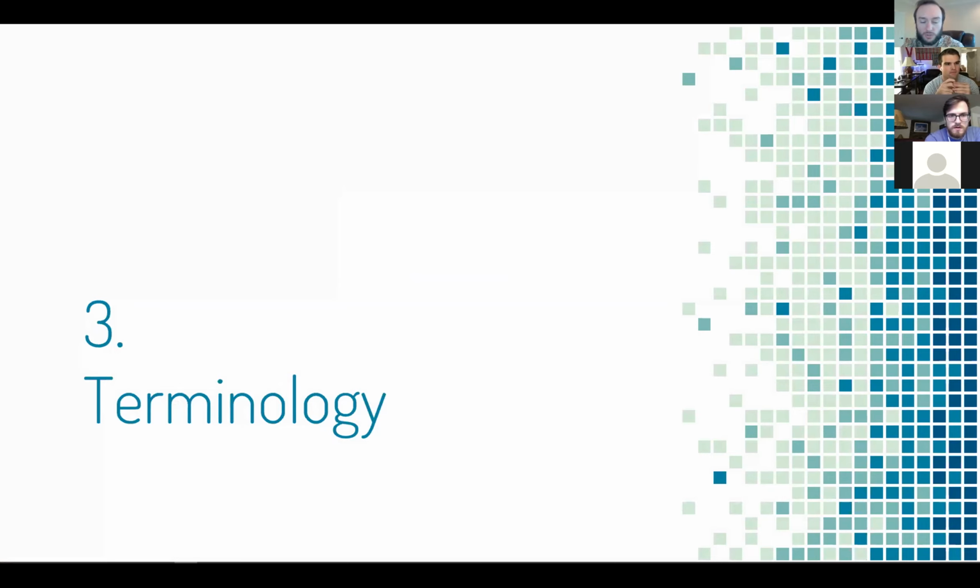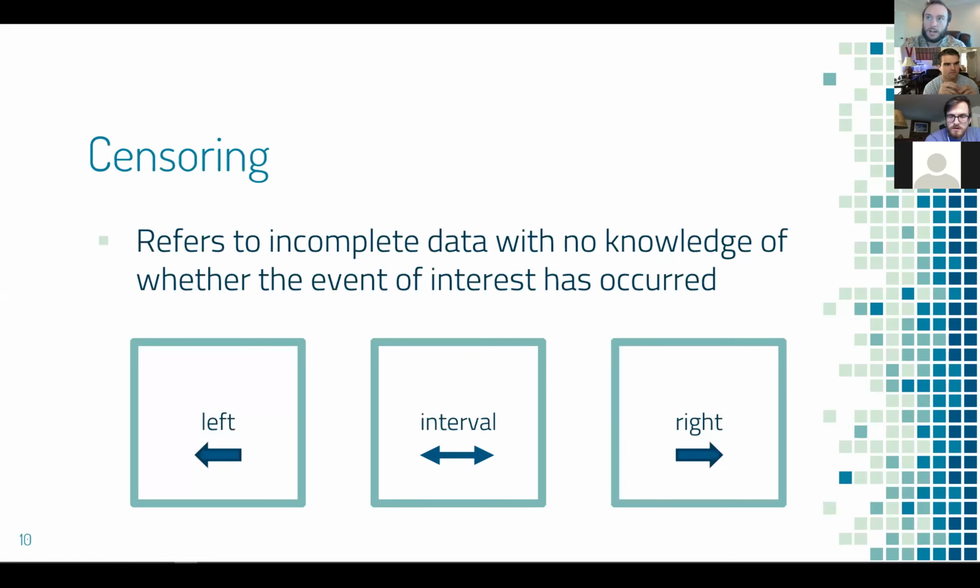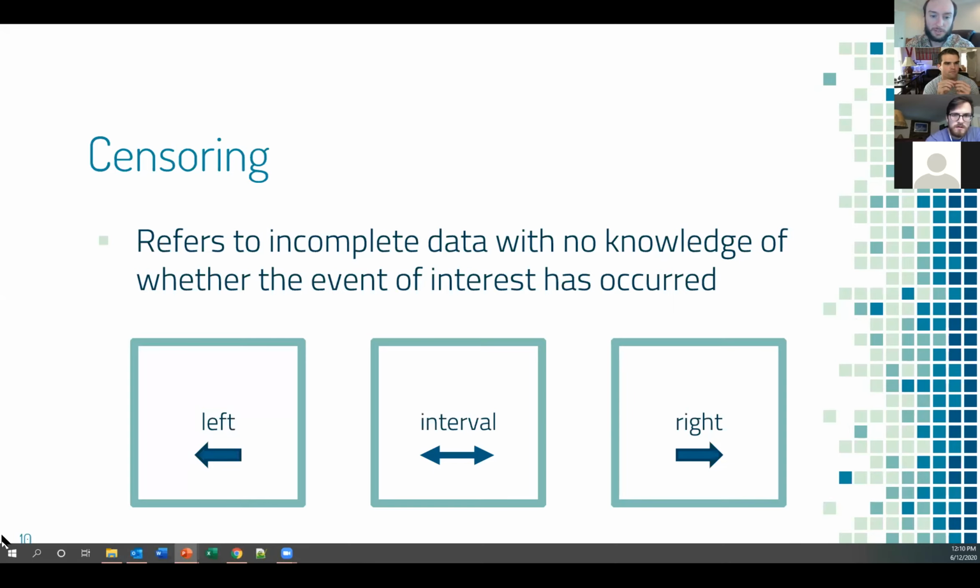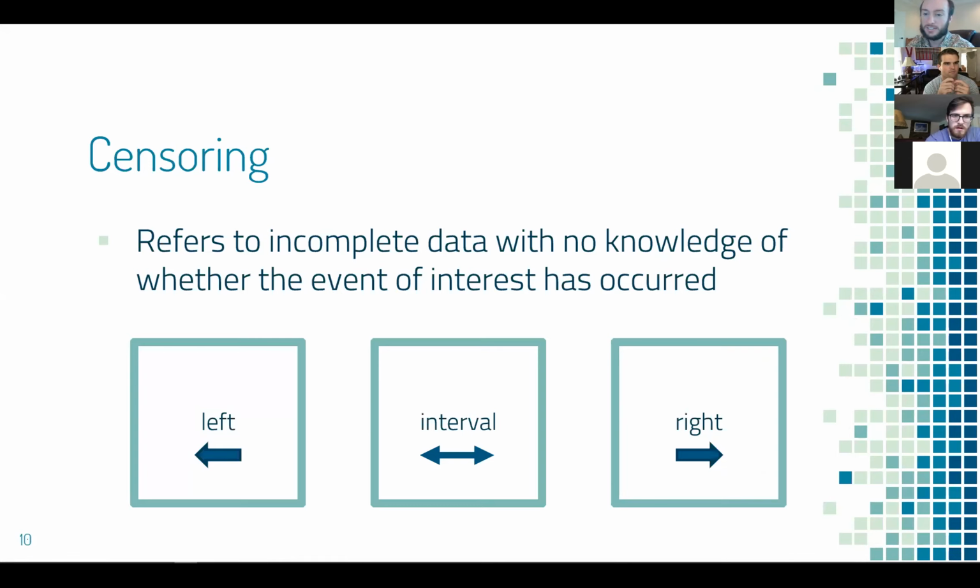Okay, so now I'm going to cover some terminology that's frequently used when discussing survival analysis methods. One of the biggest concepts to understand is the idea of censoring. And all that is, is a statistical word used to describe incomplete data where you don't know whether or not the event that you're interested in has occurred. And that can take the form of left censoring, interval, and right censoring. So left, interval, right, but mainly you'll come across right censoring, and so that's the one that we're going to focus on.